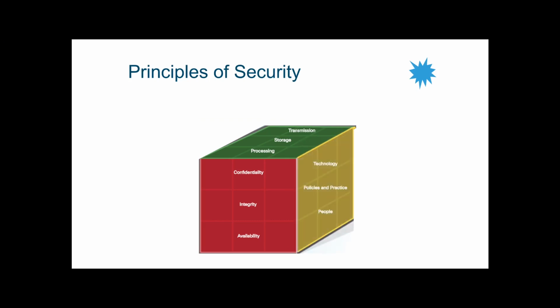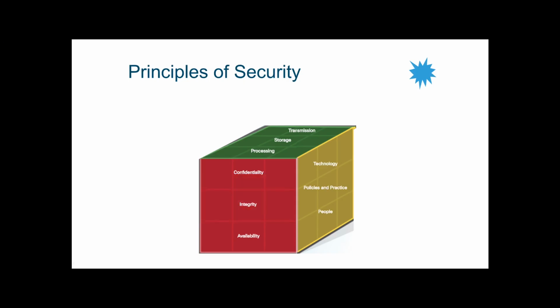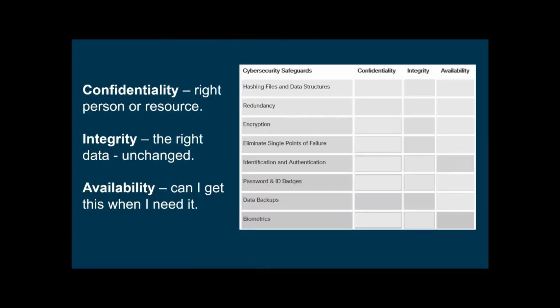And in order for that to be safeguarded, we have to use lots of different skills and disciplines. So we have to use technology, there has to be policy and practice, and of course people to protect that confidentiality, that availability. Very important. So just a little bit about confidentiality, integrity, and availability.